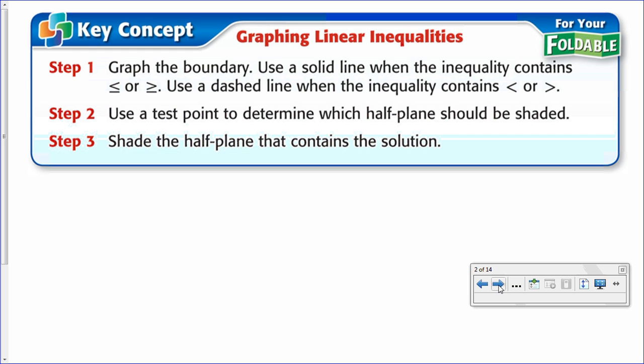Now, graphing linear inequalities. Step one, we graph the boundary. That's the actual line that we're going to graph. It could either be a solid line, where the inequality contains what symbol? Less than or equal to, or greater than or equal to. It'll be just like we would for a solid dot on these types of symbols. Here we're going to use a solid line. We're going to use a dashed line where it involves the strict symbols.